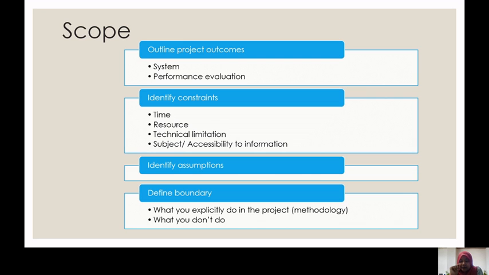And finally you define the boundary. What do you explicitly do in the project, which is your method, and what you don't do. So both of those define your boundary. So if you are designing a monitoring system, you should say that the monitoring system only measures pH and moisture, and not, for example, sun intensity or the density of soil and so on. So what you don't do, you must also clearly state in your boundary, or in your scope.